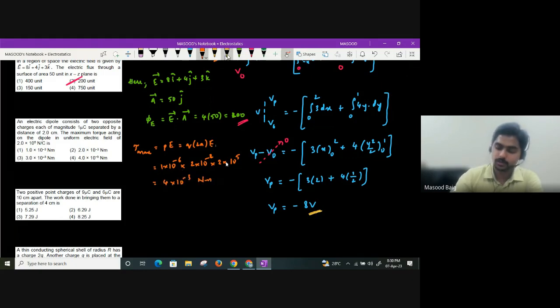So the maximum torque experienced by the dipole placed in a uniform electric field will be PE. Generally, torque will be given as P bar cross E bar. The magnitude will be given as PE sine theta. Clear? Yes or no?